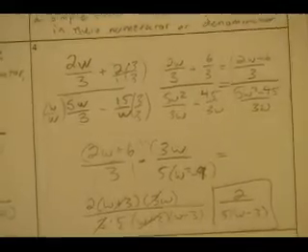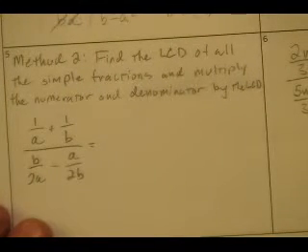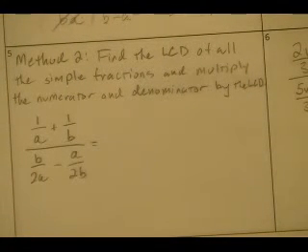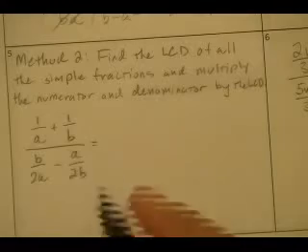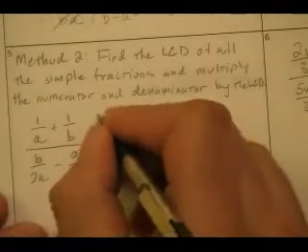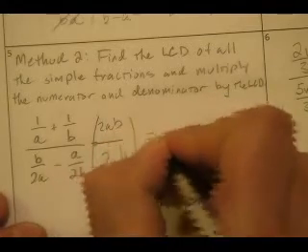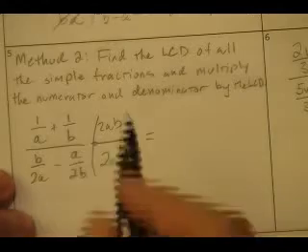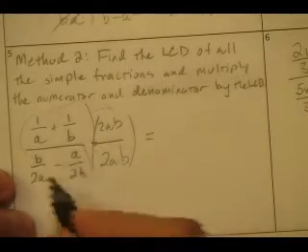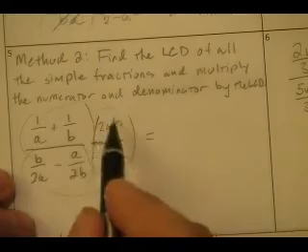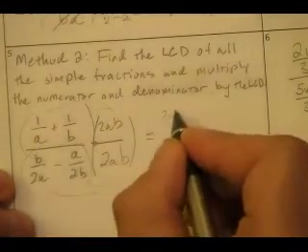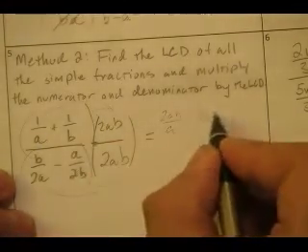There we go. Simplified that complex fraction. That was complex. Well, let's try method 2 on the same ones. Method 2 is you find the LCD of all the simple fractions and multiply the numerator and denominator by the LCD. Well, I have a, b, 2a, and 2b, so I need a 2, an a, and a b. So the LCD of all three of these is 2ab. So I'm going to multiply this by 2ab over 2ab and get a new fraction. So I'm going to distribute that 2ab, distribute that 2ab. Well, I'm going to end up with 2ab over a, right? 2ab over a, 2ab over b, right?